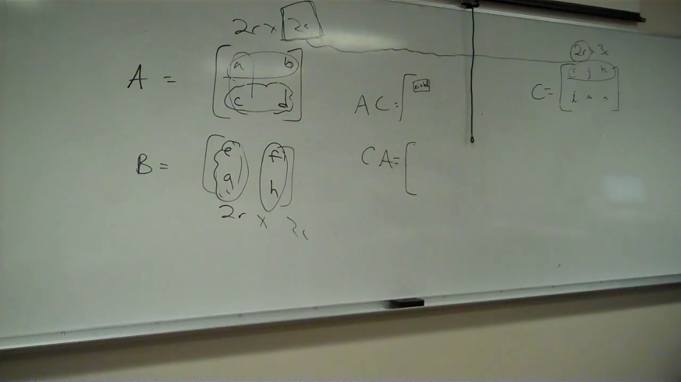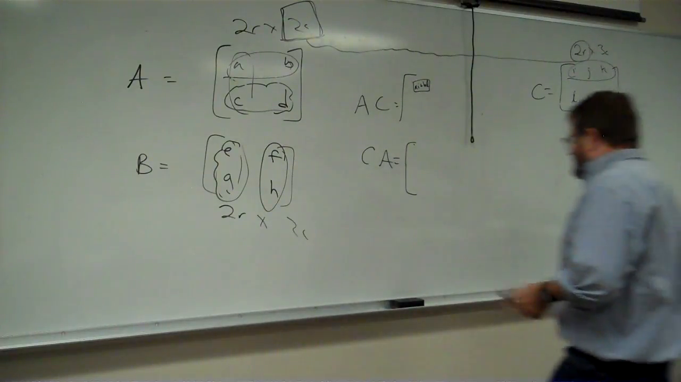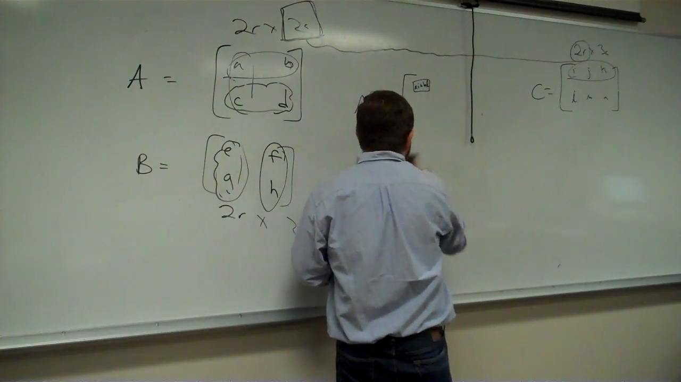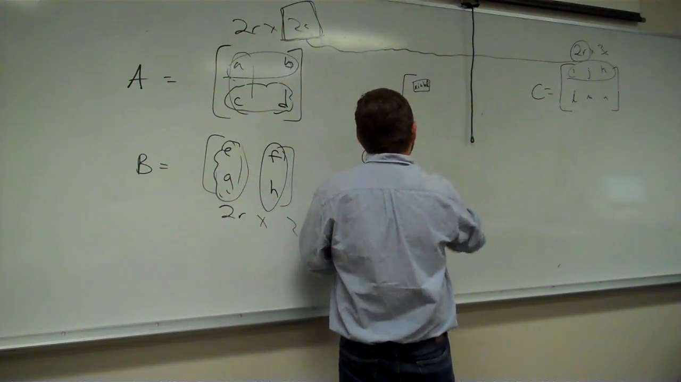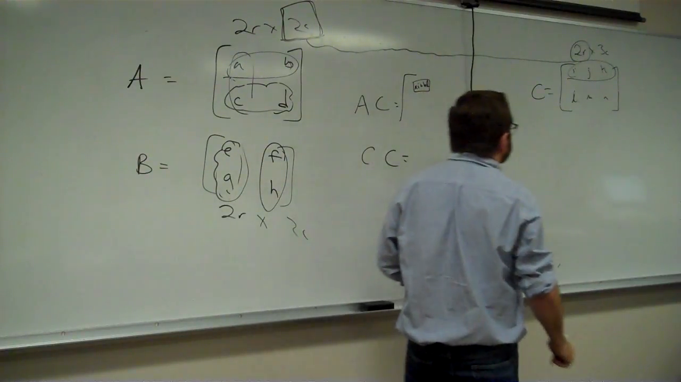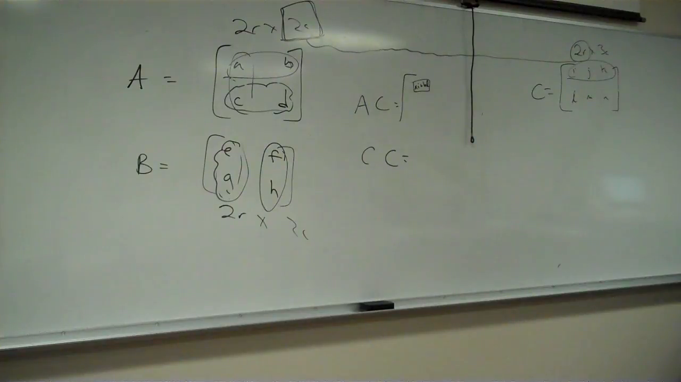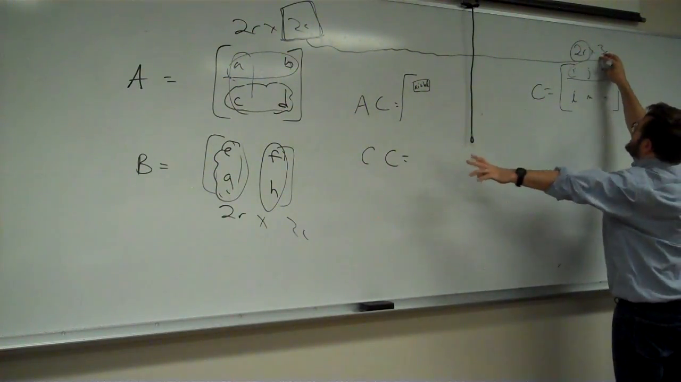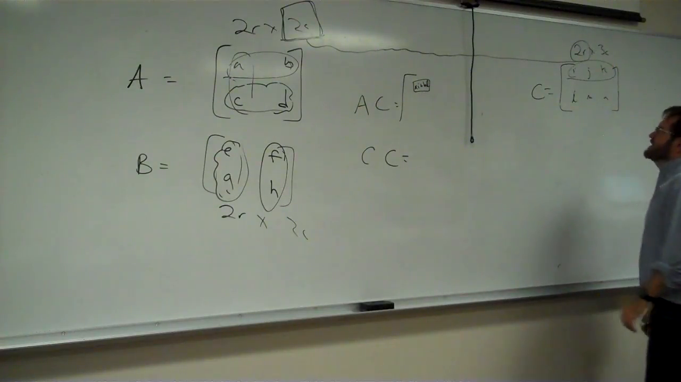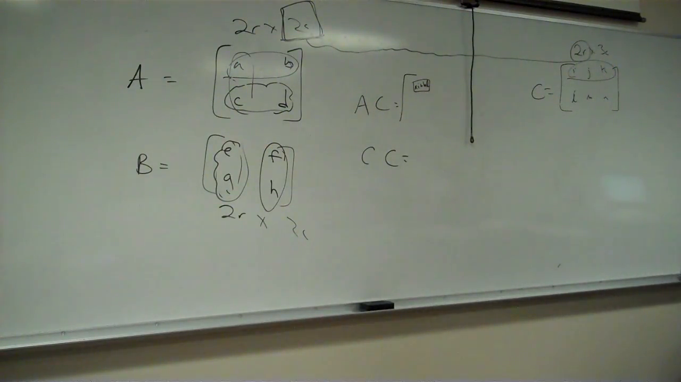Somebody said, well, what if the two matrices are the same size? Well, that wouldn't necessarily work. For example, what if we had C times C? That would be two matrices that are the same size. But notice that the number of columns in the first one doesn't match the number of rows in the second one. So you wouldn't be able to do it.